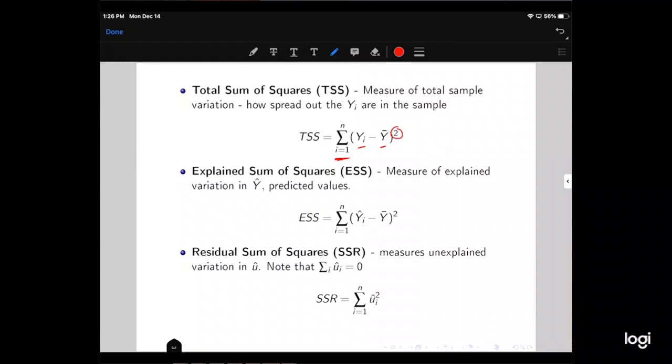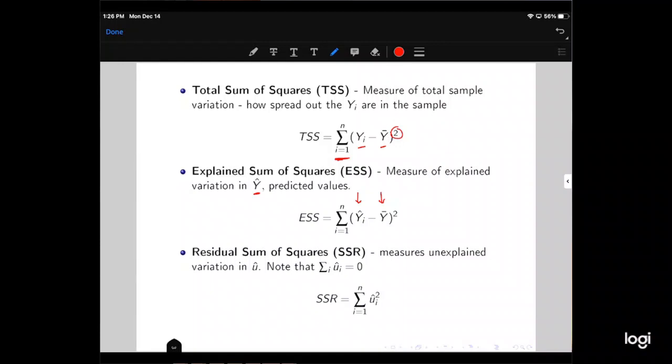The explained sum of squares, the ESS, is a measure of explained variation in the predicted values, the y hats. Here the difference is, instead of finding the distance between each data point and the sample average, we're going to find the distance between each predicted value, the y hats, and the sample average, and then square that and then sum it.